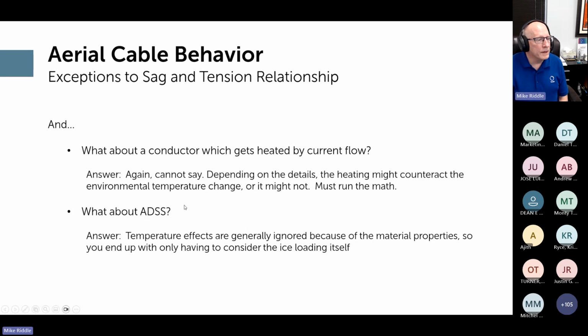And then what about ADSS? Well, we already said temperature effects are generally ignored. So you only have to worry about the ice loading itself. So that's that.